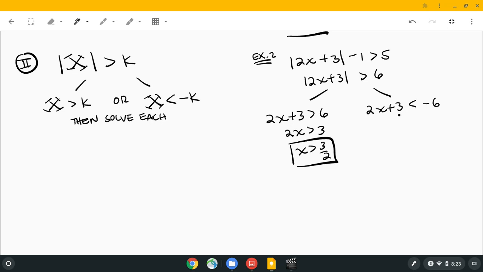Okay, and then solving this one, subtract 3 on both sides, and I get -9. Divide both sides by 2, and I get -9/2. Okay?